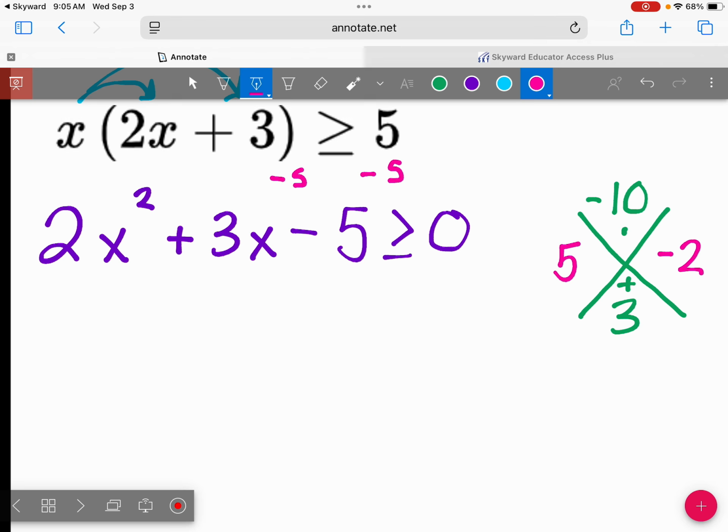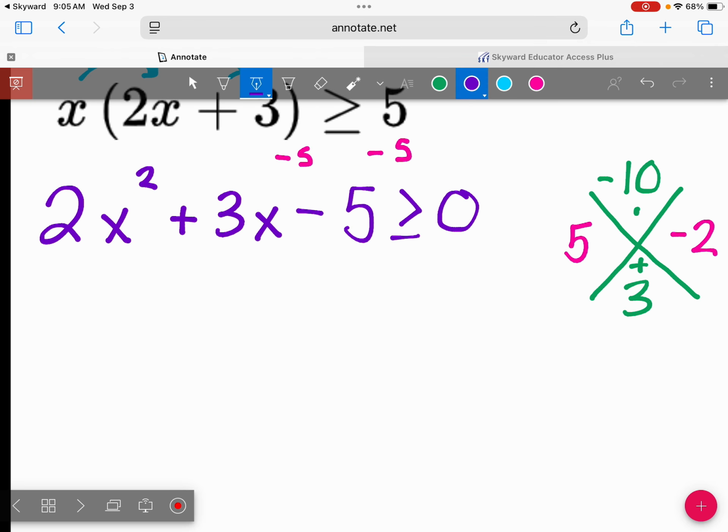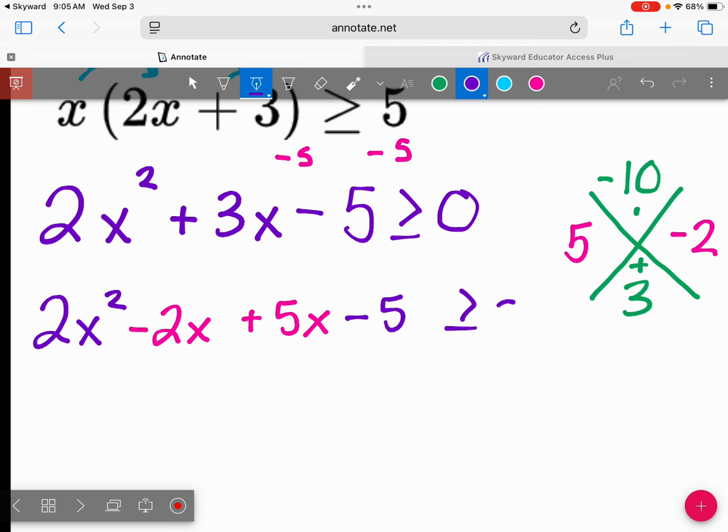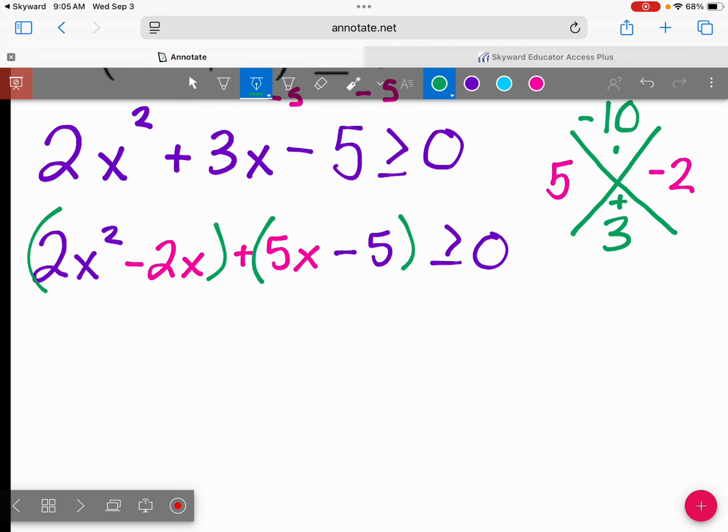So we're going to factor that however we want. I'll do it up here with our factoring by grouping. Where I take my 2x squared minus a 2x plus a 5x minus 5. I'm going to do my groups like this. And when we get our factors, we should get 2x plus 5 and x minus 1.